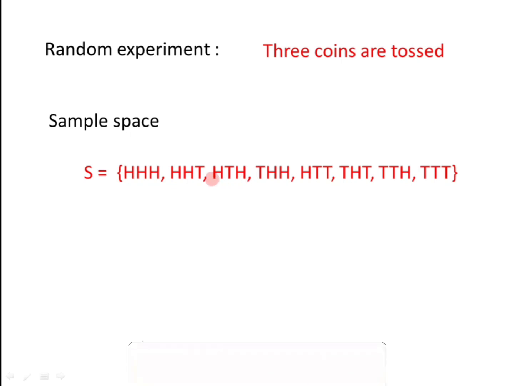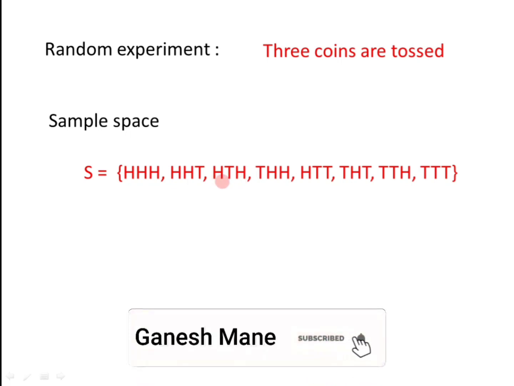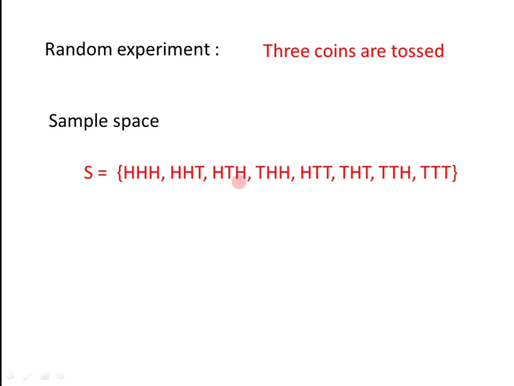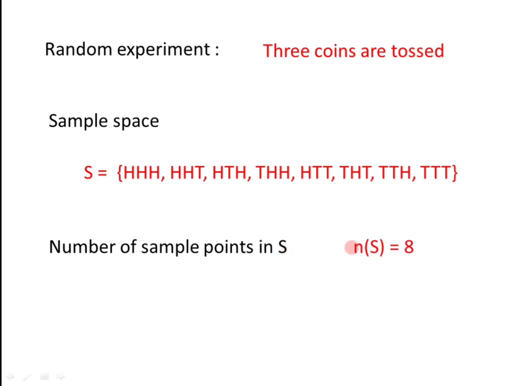This third possibility we can have head on the first coin, tail on the second coin, and again head on the third coin. So in this way we can get fourth possibility as THH, fifth possibility as HTT, sixth possibility as THT, seventh as TTH, and in the last possibility we can have all the tails. So in all 8 sample points we can get for this random experiment. That's why the number of sample points in S would be 8. Therefore n of S is equal to 8.